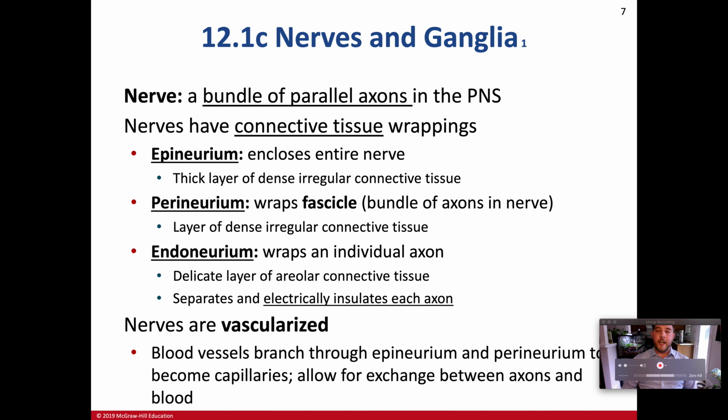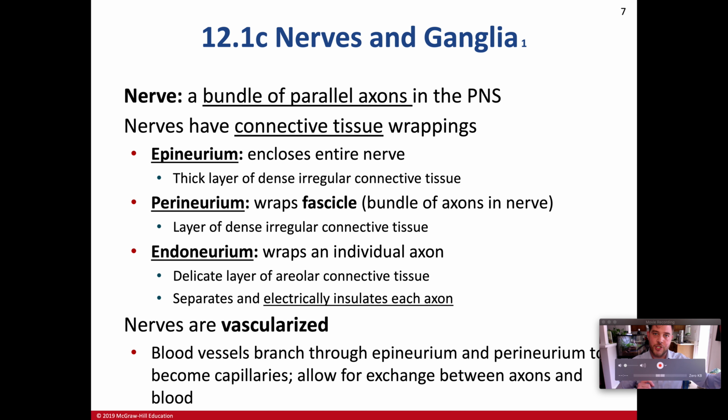Okay, so now going into actual nerves. So we said the divisions, the structural and the functional organizations. Now let's actually get into the components of the nervous system, mainly nerves. Those are the functional units of the nervous system. They are a bundle of parallel axons in the peripheral nervous system. Remember, nerves are in the PNS. So a nerve is a bundle of parallel axons.